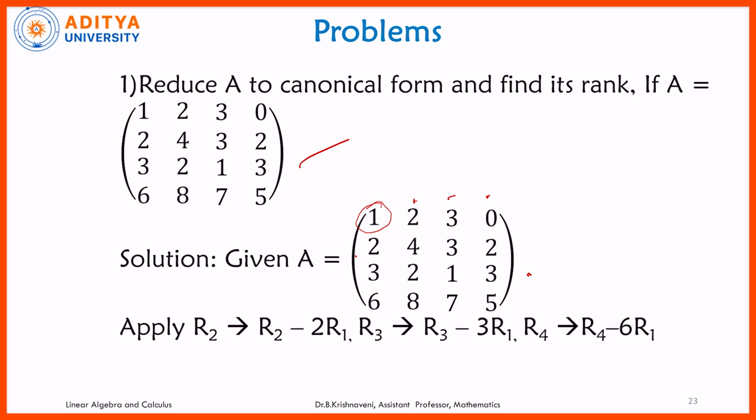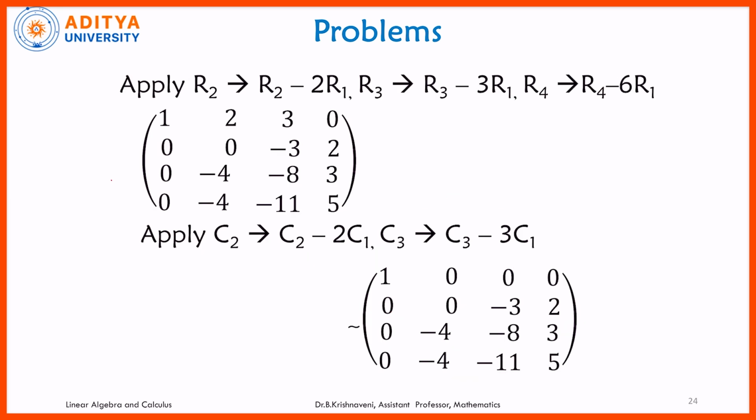So first let's fix 1 as the pivot element, and make the elements below it zeros using row operations. In order to make 2 a 0, we use the operation R2 minus 2R1. To make this 3 a 0, use R3 minus 3R1, and to make this 6 a 0, the operation is R4 minus 6R1. Let us apply all three operations. Then the above matrix is equivalent to [1, 2, 3, 0; 0, 0, -3, 2; 0, -4, -8, 3; 0, -4, -11, 5].